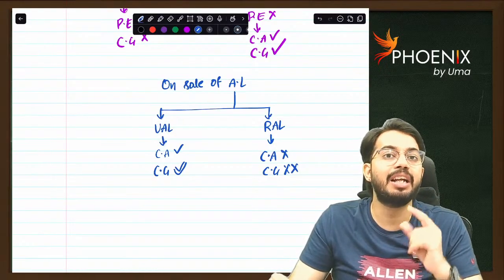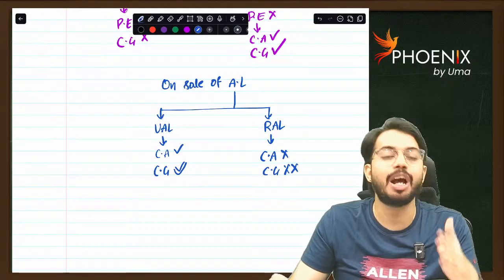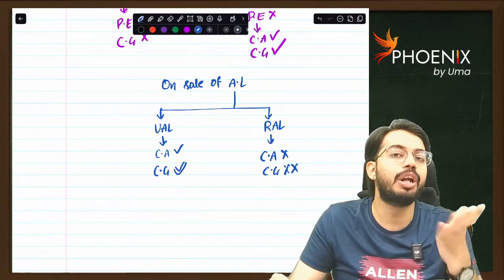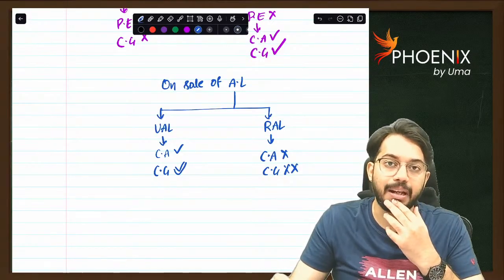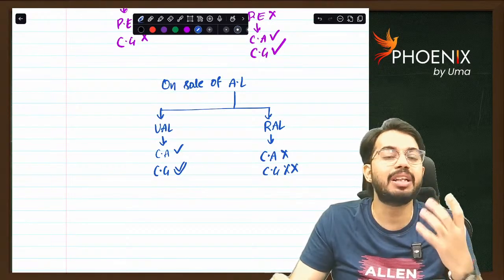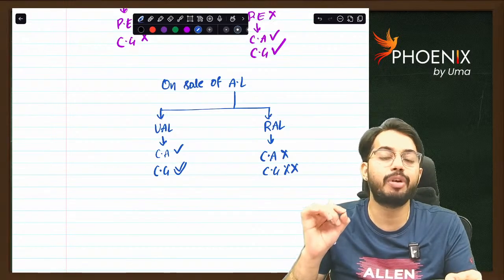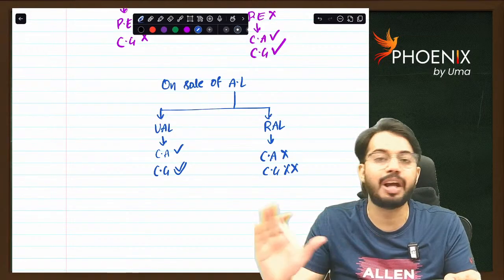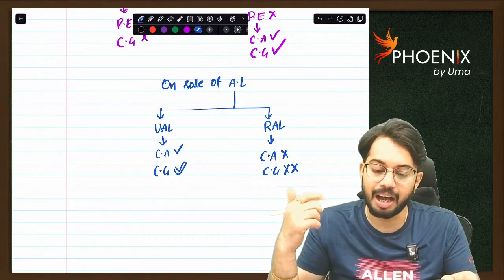Whatever agricultural land you are selling, if it is urban agricultural land, it is a capital asset. On sale of such agricultural land, you are required to calculate capital gains and pay tax on capital gains. Second case: if it is rural agricultural land, on sale of rural agricultural land, you are not required to calculate capital gains because rural agricultural land is not a capital asset. Are you able to understand?